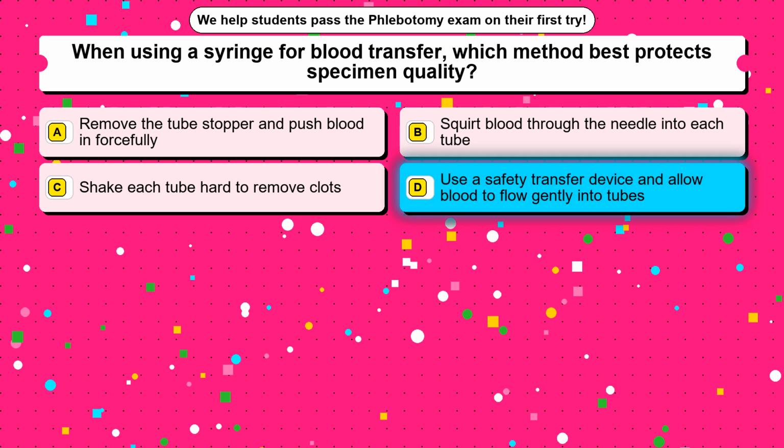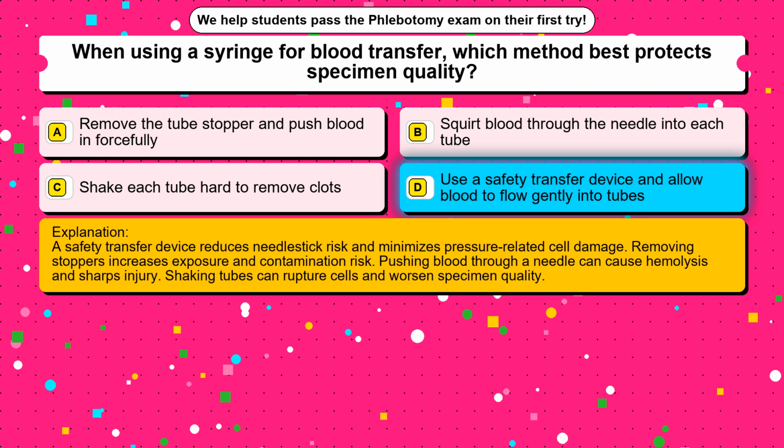The correct answer is option D. Use a safety transfer device and allow blood to flow gently into tubes. A safety transfer device reduces needle stick risk and minimizes pressure-related cell damage. Removing stoppers increases exposure and contamination risk. Pushing blood through a needle can cause hemolysis and sharps injury. Shaking tubes can rupture cells and worsen specimen quality.